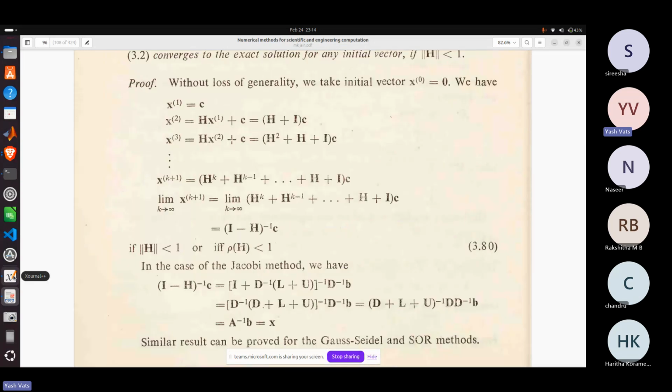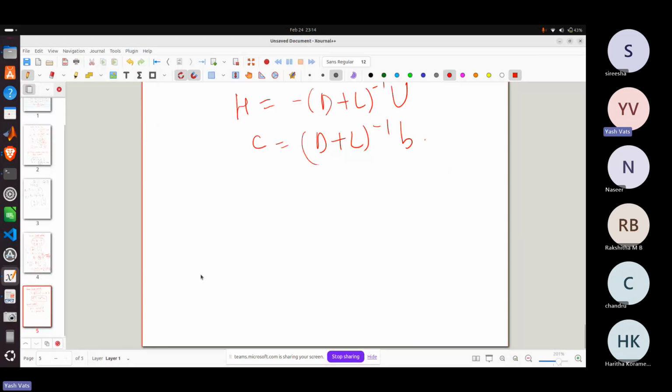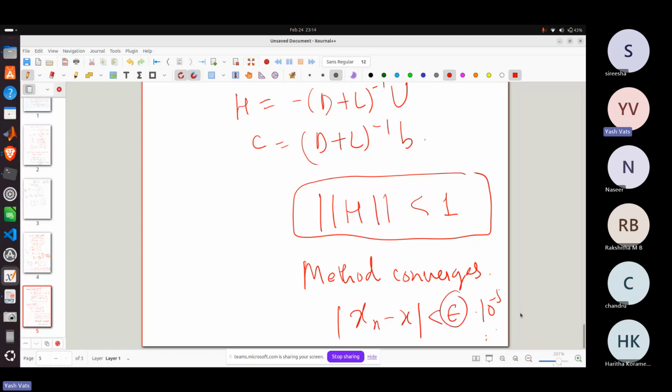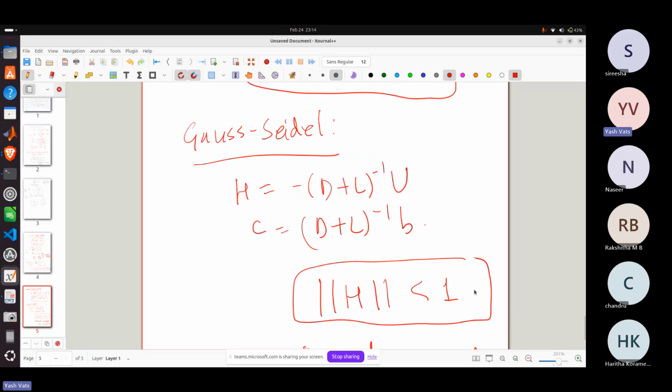I just write here. If the norm of H, any norm, whether it's 2 norm or 1 norm, is less than 1, then you say your method converges. Converges means the difference is less than a very small number after a certain point. Is this clear?